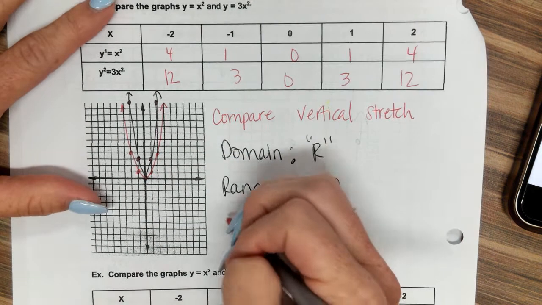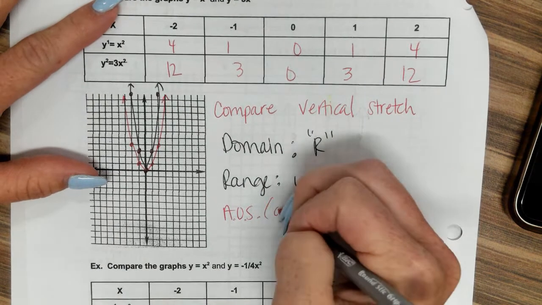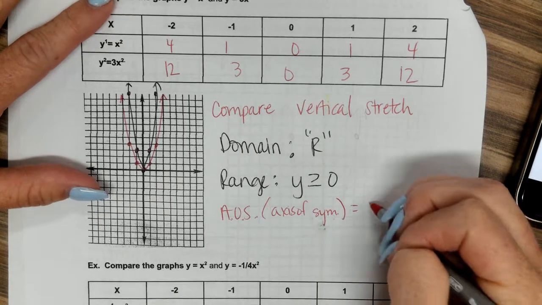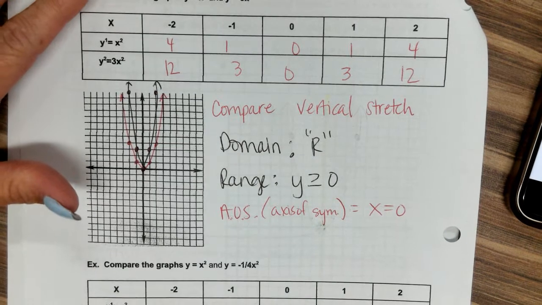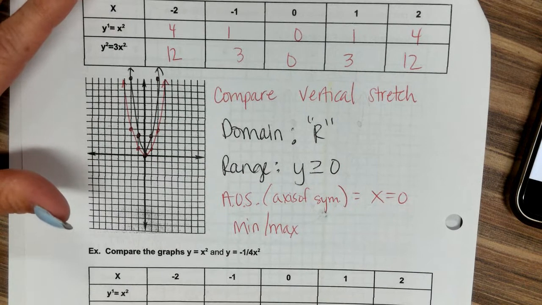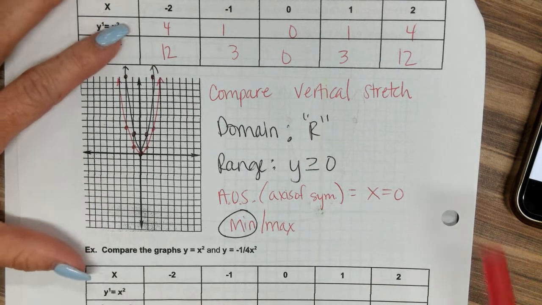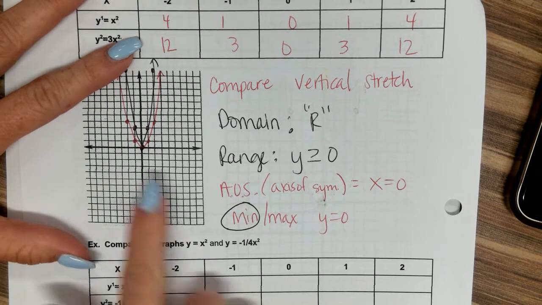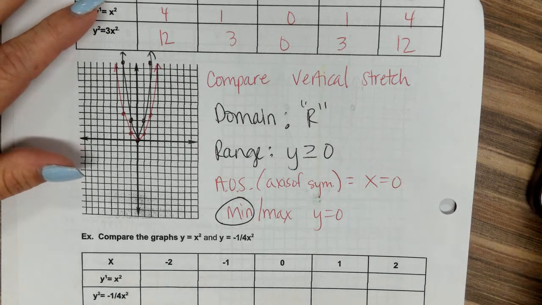All right, what is the axis of symmetry? That's what that means right there. If you want to put x equals 0, good, because it's right there for both of them, yes? Okay, and does it have a minimum or a maximum? It has a minimum. And what is the minimum? 0. Y equals 0. Are we okay?